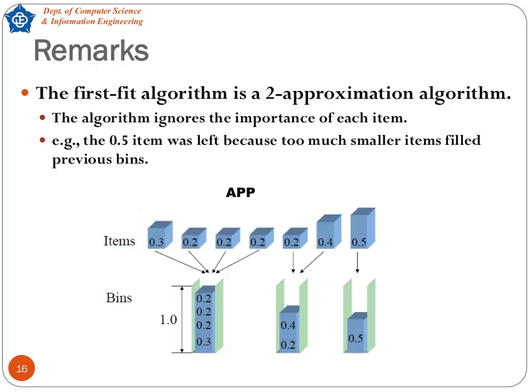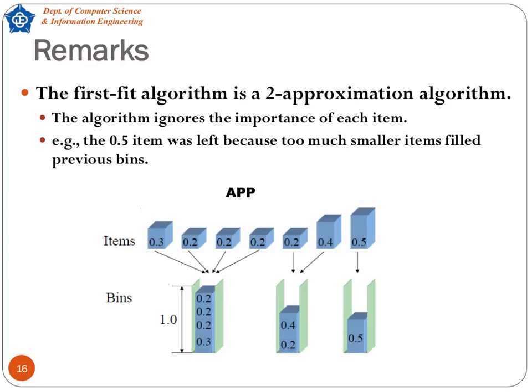Building on our previous discussion about the first fit algorithm, let's dive deeper into some key remarks about its behavior, particularly in the context of bin packing. As we've just discussed, the first fit algorithm is indeed a two-approximation algorithm. What does this really mean for us? It tells us that in the absolute worst-case scenario, the number of bins first fit uses will be, at most, or never exceed, twice the truly optimal number of bins needed.